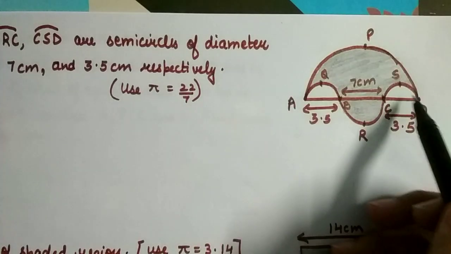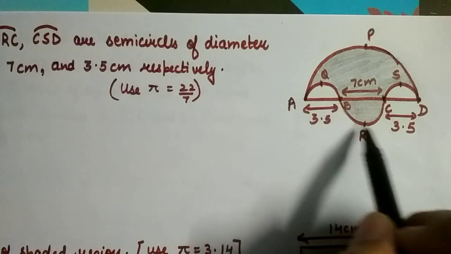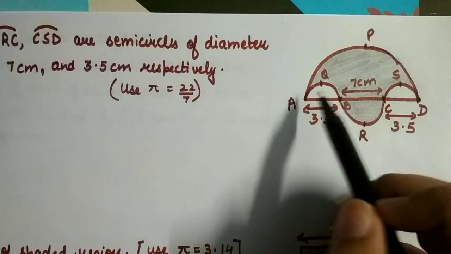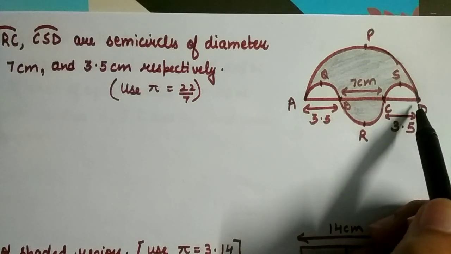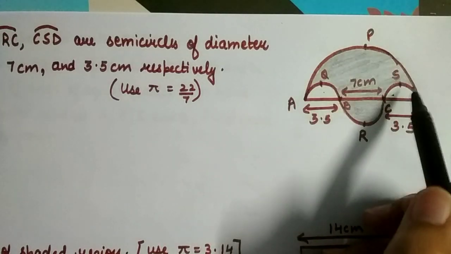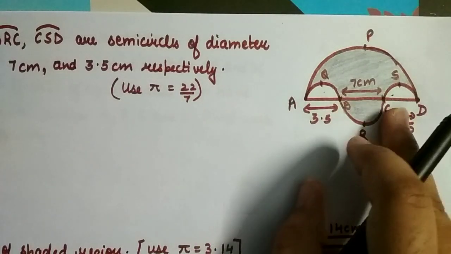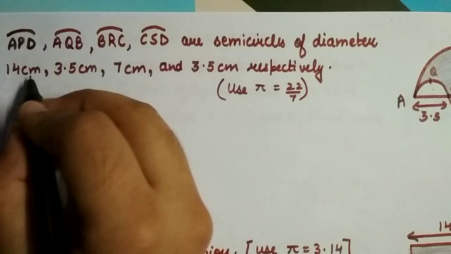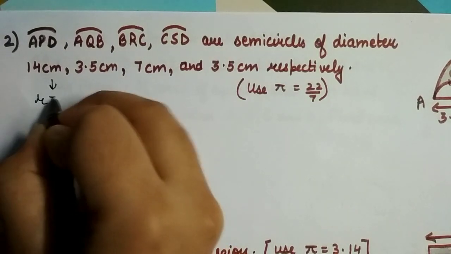It is very clear from the figure that in order to find the area of the shaded region, we will find the area of semicircle BRC plus the area of semicircle APD minus the area of semicircle AQB and the area of semicircle CSD. So you will subtract the area of these two small semicircles from the area of these two larger semicircles. The diameter is given, so we can find the radius, and we just need to apply the formula. If the diameter of semicircle APD is 14 centimeter, the radius is 7 centimeter.